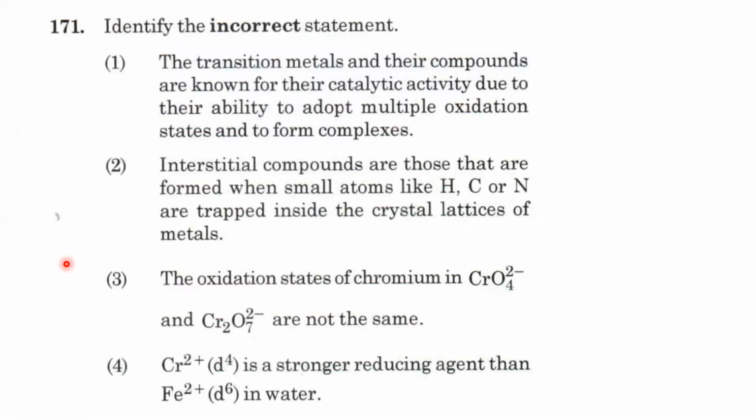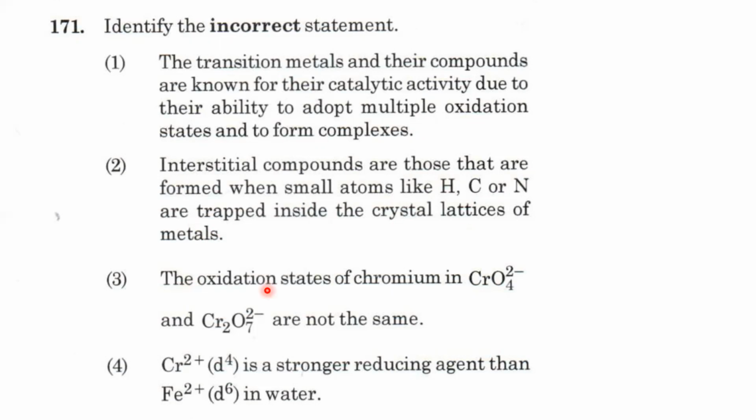Okay, now let us go for next question. Here, incorrect statement they are asking. First one, the transition metals and their compounds are known for their catalytic activity due to their ability to adopt multiple oxidation states and to form complex. It is correct statement. Next, interstitial compounds are those that are formed when small atoms like H, C or N are trapped inside the crystal lattices of metals.